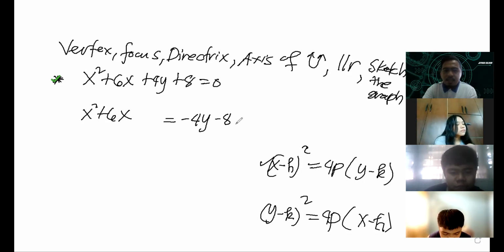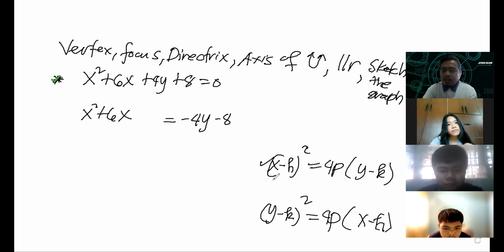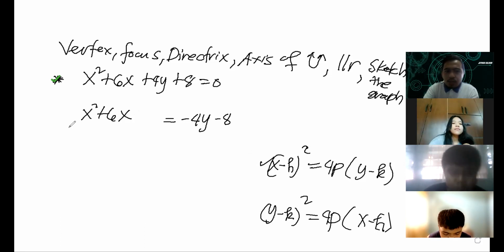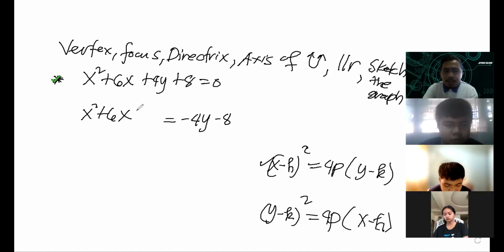Plus, clear? And the next thing is, you want this to be a perfect square. And I think you know it already how to make it a perfect square, right? So what should be added in both sides of the equation so that it will be a perfect square? 9, sir. By the way, let me ask you, how did you get 9? How did you know that we will be adding 9?